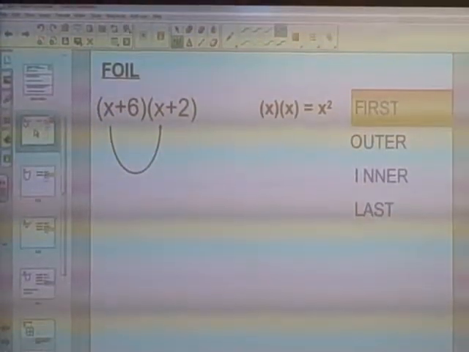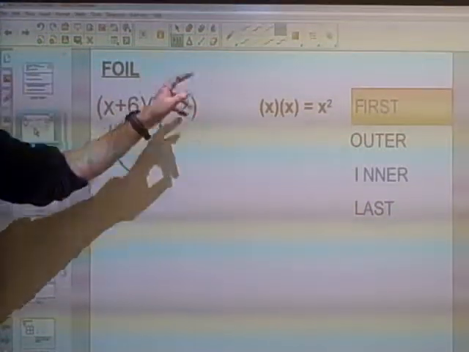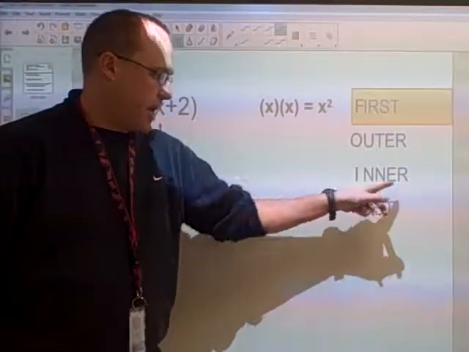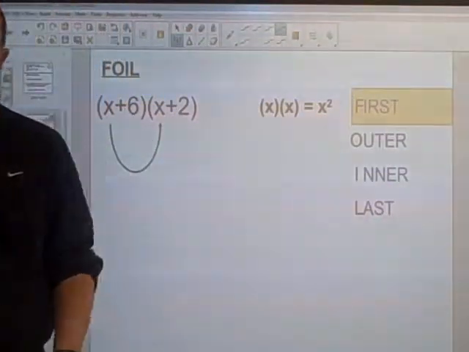Now, the main part of our lesson today was actually something called FOIL. FOIL is an acronym which stands for first, outer, inner, last. I like to use this method because it reminds you that there's 4 parts to your answer.